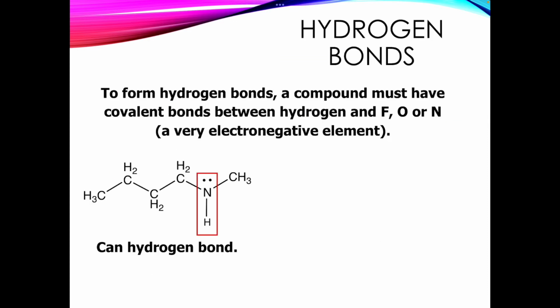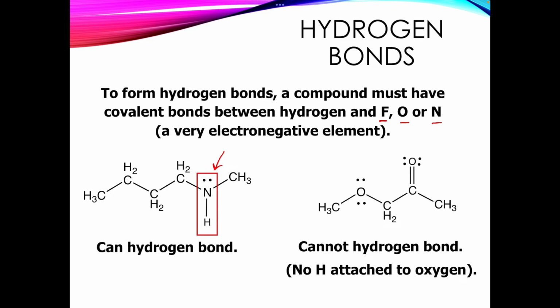So if we look at this molecule, this molecule has a lot of hydrogens. But remember, the hydrogen has to be attached to a really electronegative atom. It has to be attached to fluorine, oxygen, or nitrogen. So here, this hydrogen is bonded to nitrogen. That means that this molecule can form hydrogen bonds because that hydrogen is attached to a really electronegative atom.